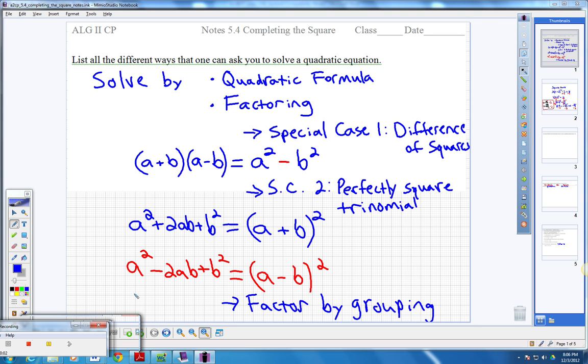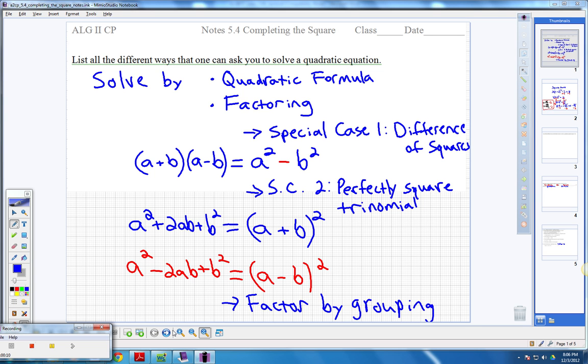Just wanted to discuss with you completing the square, solving quadratic equations, rather, by completing the square. What we talked about to start the day was to list all the different ways that one could ask you to solve a quadratic equation.